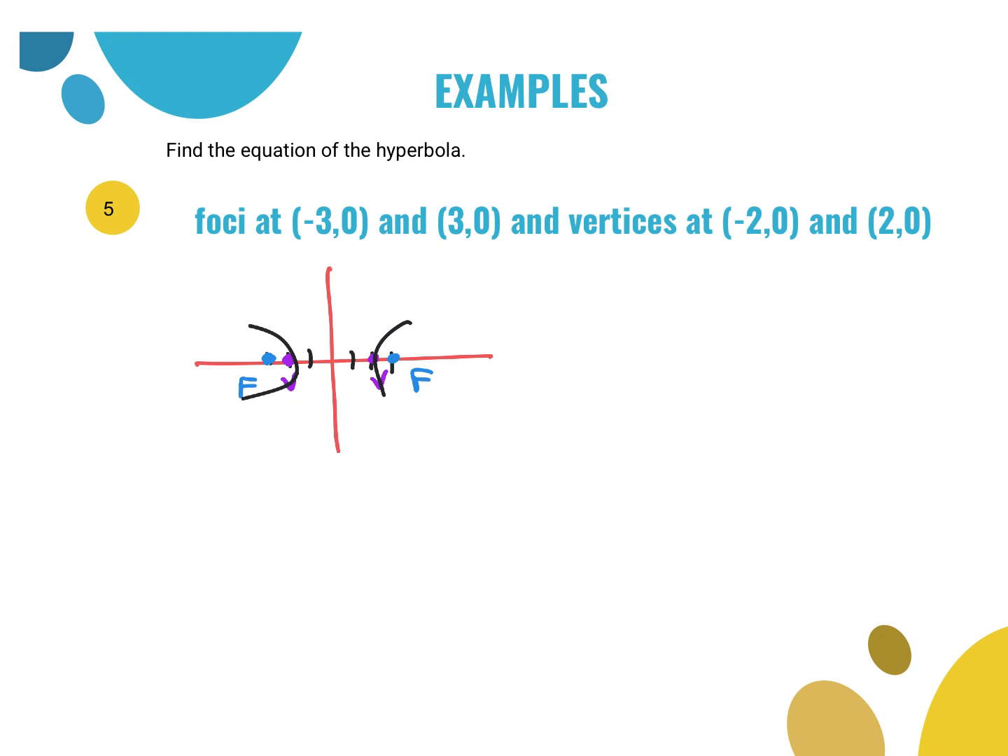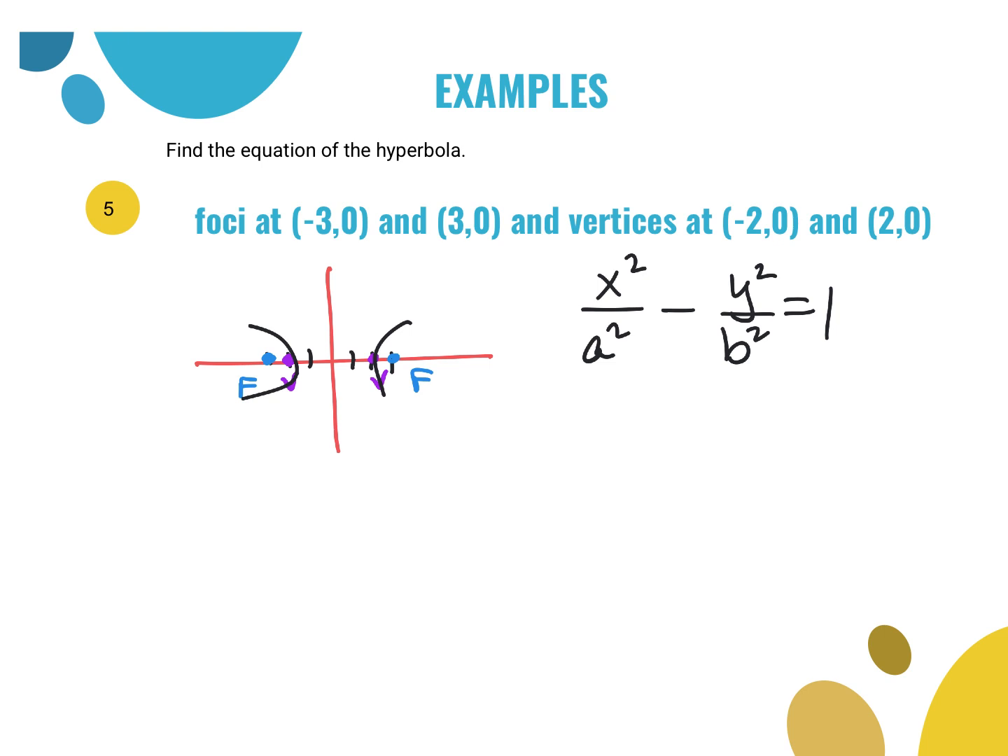It's horizontal. So my equation that I'm going to be filling in is, since it's touching the x-axis, I'm going to put x squared first. Remember, a squared is always first. The hyperbola equation has a subtraction sign, and then the y squared over b squared equals 1. Now, to find all of the values here, I need to find a squared and b squared. Now, what's given to me, though, is a vertex and a focus.